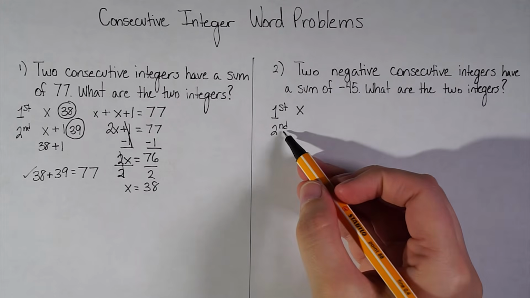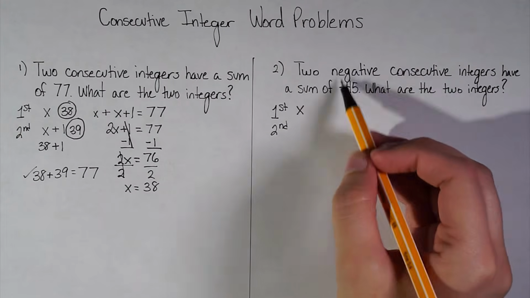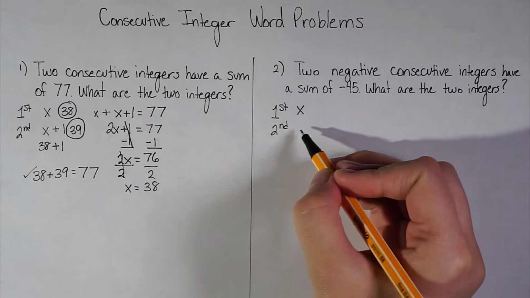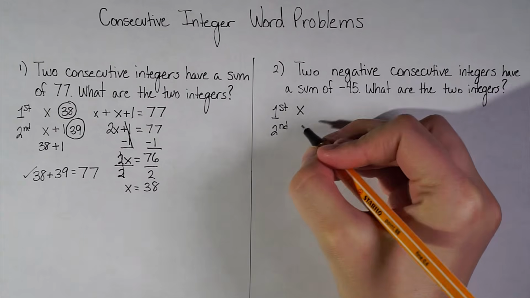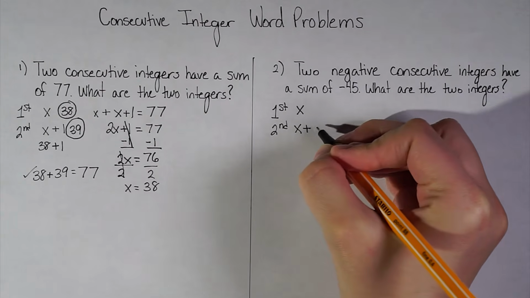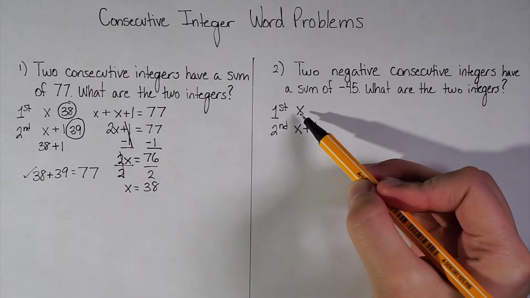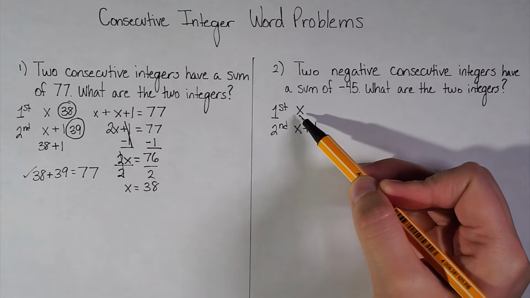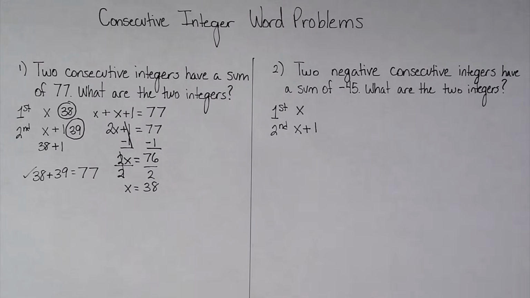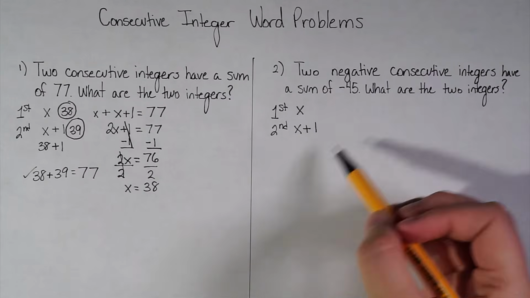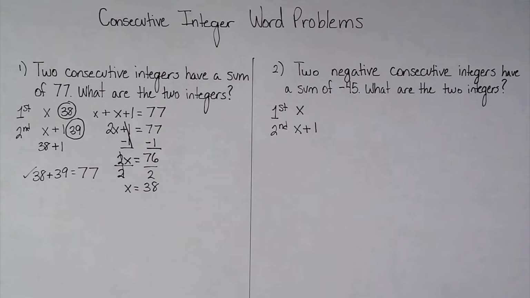And then my second number, even though it says negative, I know you might be tempted to do x minus 1. But we're just going to keep this simple. We're going to keep it as x plus 1. Even if x is a negative number, like I know it will end up being, a negative number plus 1 will still be the next consecutive number. So don't let the fact that they're negative throw you off. We still solve it the exact same way.